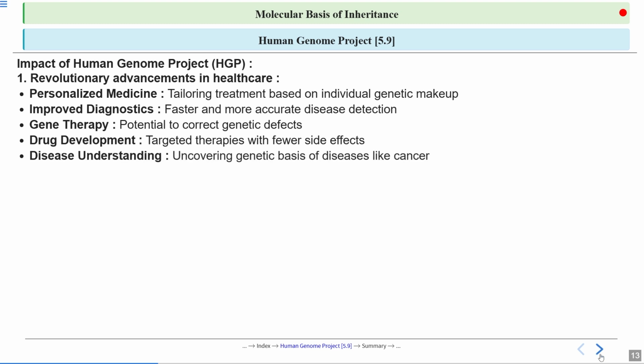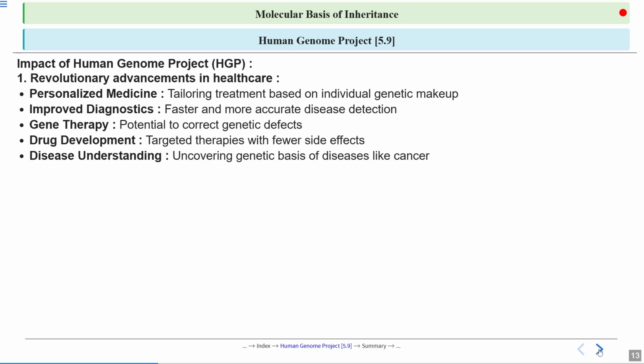Disease understanding: uncovering the genetic basis of diseases like cancer. In a disease like cancer, we know there are many oncogenes and many tumor suppressor genes. If we get to know all the genes and all the sequences, we can uncover the genetic basis of a disease like cancer. We will understand that disease much better.